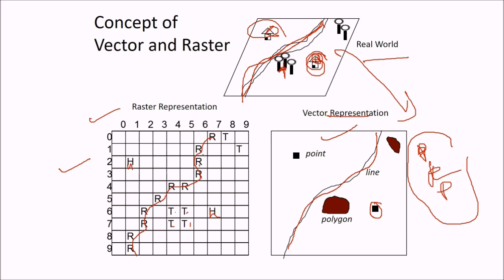Raster representation is the gridded or pixelated, equal distance or equal distribution values.